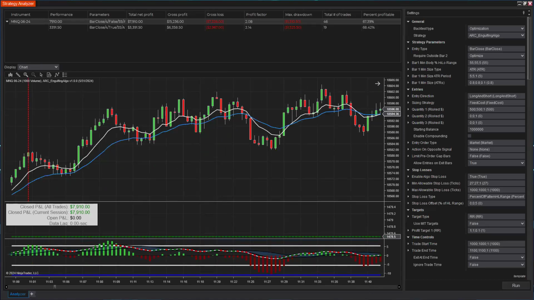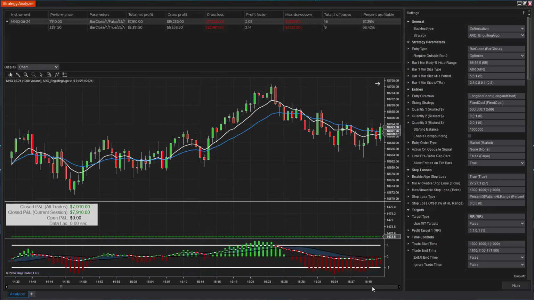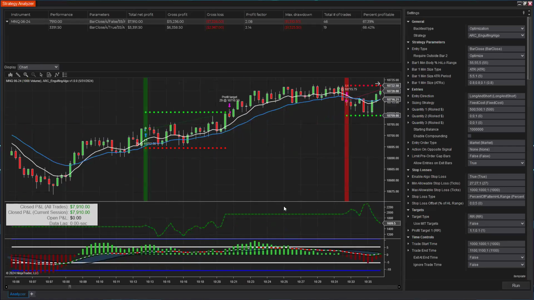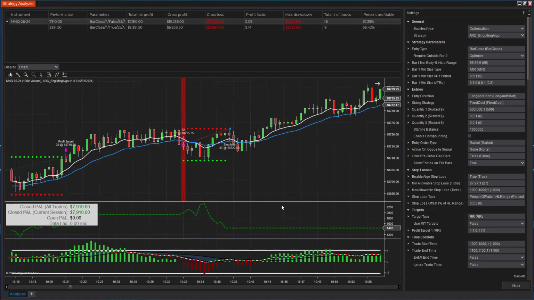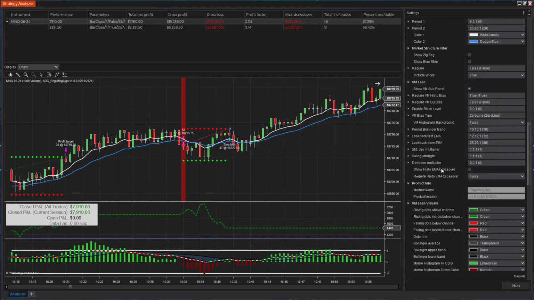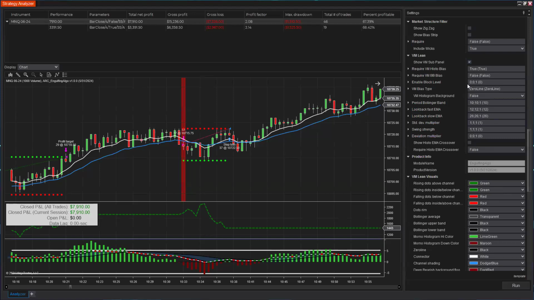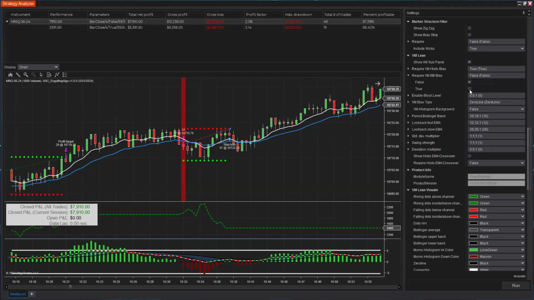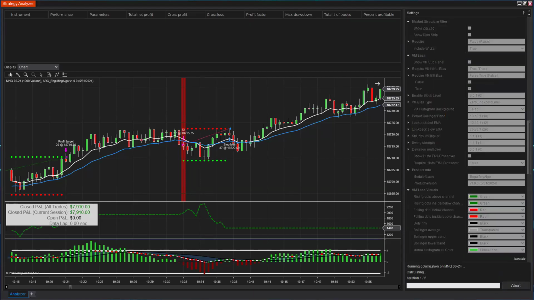No trades. Okay. Huh. So require outside body false was the best. I want to check one thing on the VM lean here. Let's go require true and false. I want to see what it looks like with the BBs required as well.